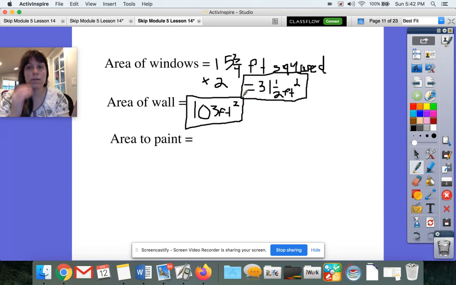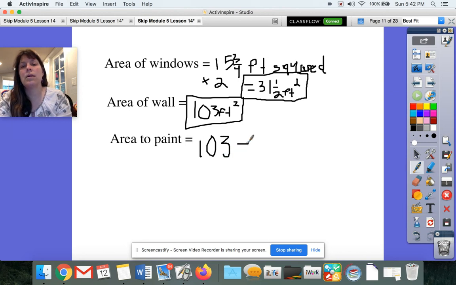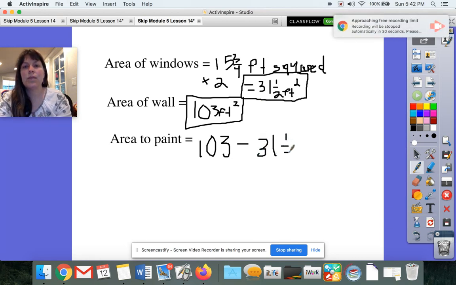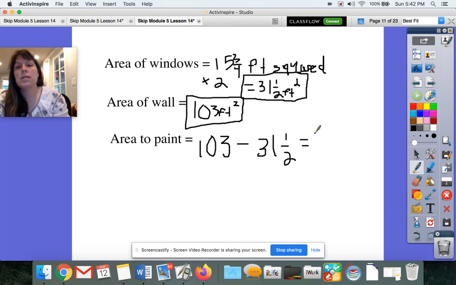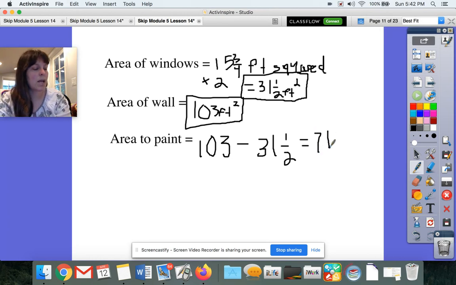Now we need to do a subtraction problem. The total area of the wall, 103, minus the area of the 2 windows, which we do not want to paint, so we're going to take that away, minus 31.5 equals 71 and 1/2 feet squared.